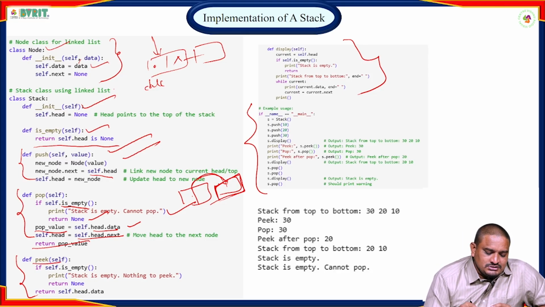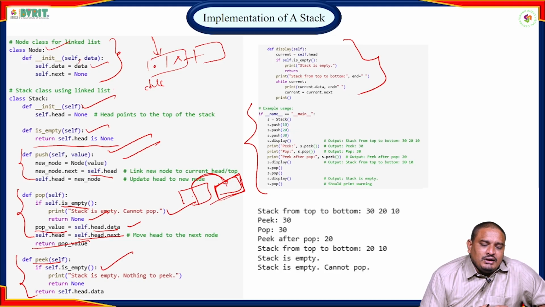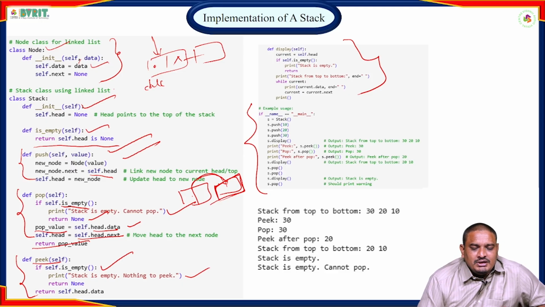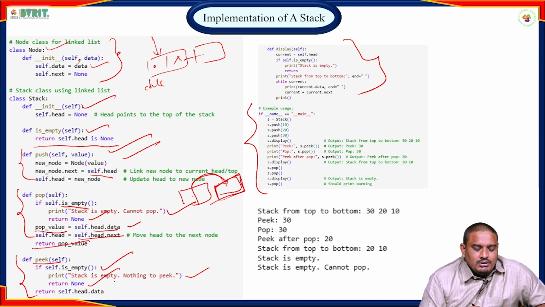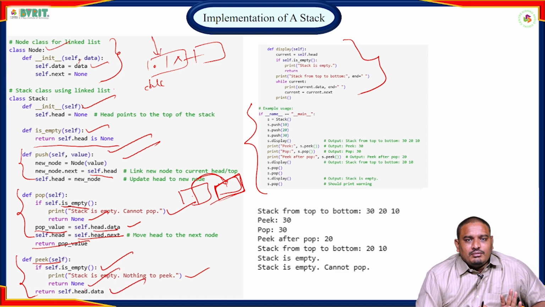Next, we check the peek operation. Peek operation first checks whether the stack is empty. If the stack is empty, there is nothing to peek, so we cannot decide the top position. Return None. Otherwise it returns self.head.data. That is the peek method.